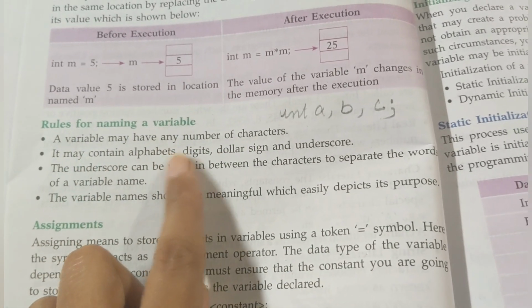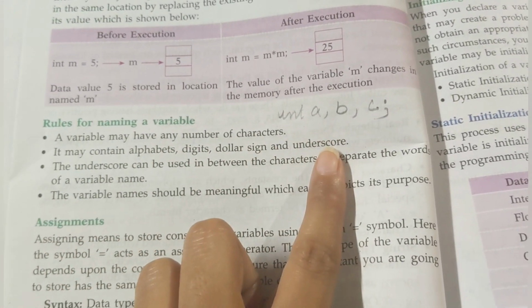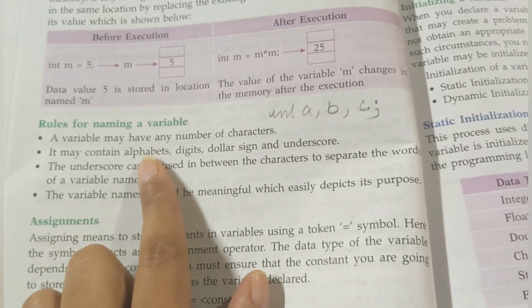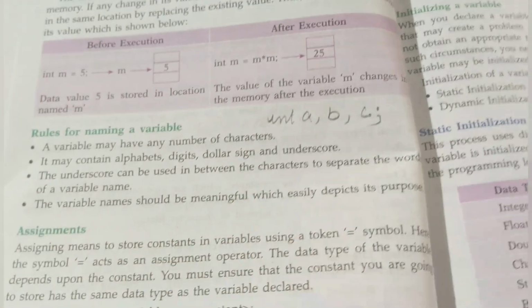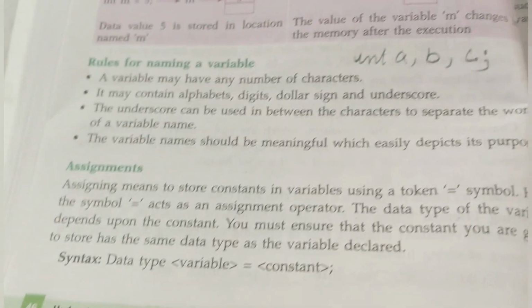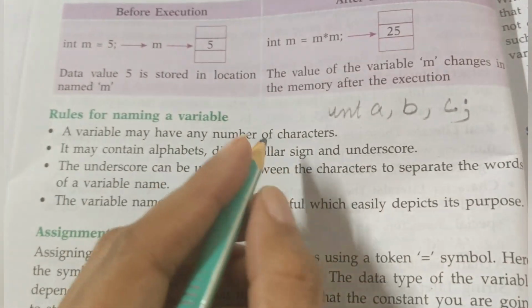It may contain alphabets, digits, dollar sign and underscore. आप कुछ भी ले सकते हो. Alphabet from A to Z, digit from 0 to 9, dollar symbol. What is the dollar symbol here? So this is called the dollar symbol.